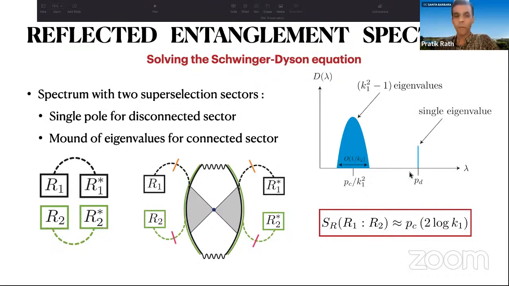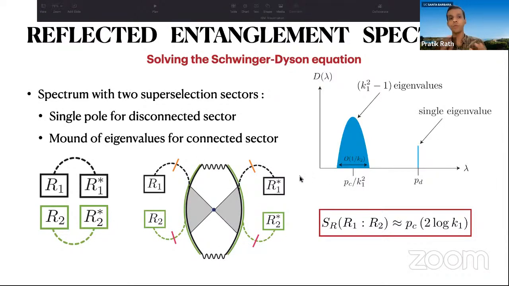That's this feature. On the other hand, there's another feature, which is a mound of eigenvalues, with a number of eigenvalues that's roughly k1 squared. And it's a very sharp peak. So when you compute the entropy for this mound of eigenvalues, you'd get something which is twice log k1. This is the answer you'd expect in the connected sector. In the connected sector, remember that there was this closed universe, which was causing it to have a non-trivial entanglement across the R1 star cut. And it gives you precisely this answer of 2 log k1.